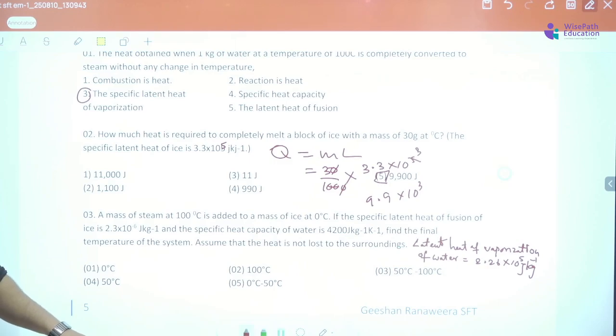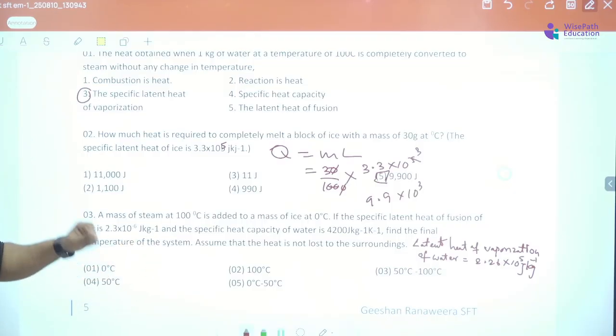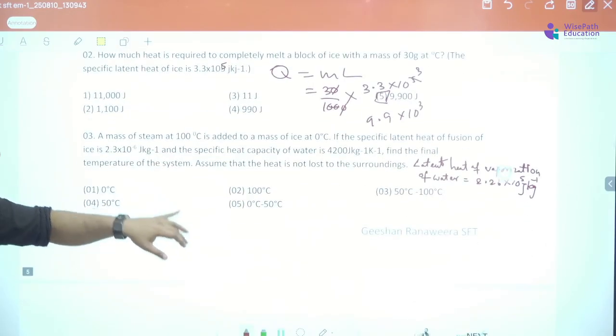Shall we come to the question? Now you try question number 3 at home. All the details are there, right? Yeah, all the details are there. So do it at home.